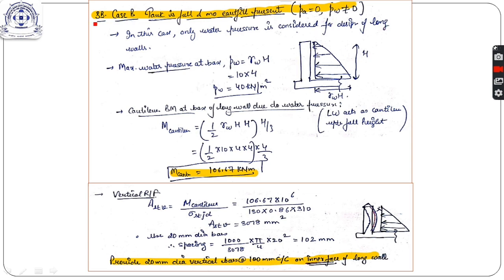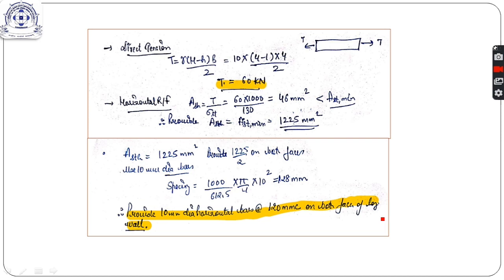Now we will design the long wall for case B, that is, the tank is full, hence there will be water pressure and no active earth pressure. This is the same as we did previously. The maximum water pressure at the base will be gamma W into H, so we are getting it as 40. The cantilever moment due to this pressure will be half into gamma W H into capital H, because the cantilever action is acting on the whole wall, and the cantilever moment will be force into H by 3. So we get this cantilever moment. We provide vertical reinforcement, which is coming out to be this, and we are providing it on the inner face, as I have explained to you earlier.